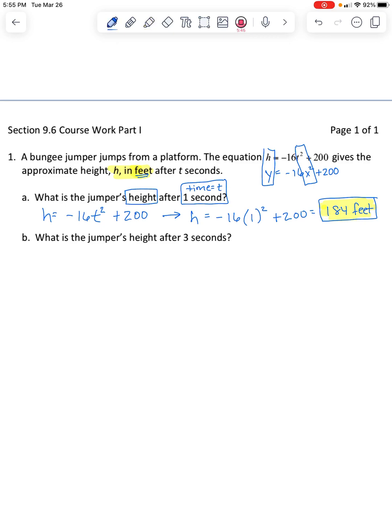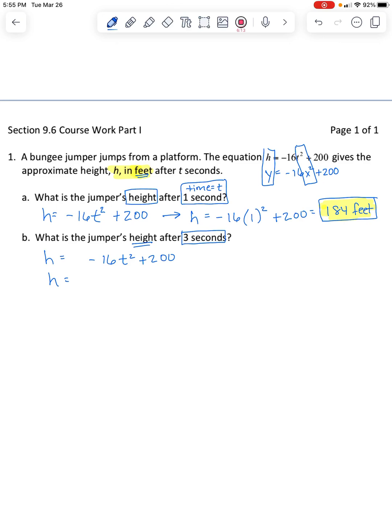Let's look at the second one. What is the jumper's height after 3 seconds? We're going to use the same method, where we know that the time is 3 seconds, and we're looking for the height again. I'm going to write out the original equation here.